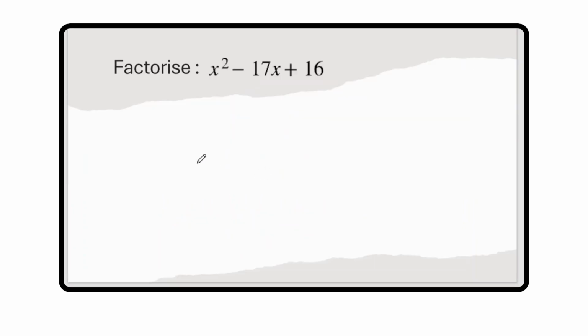x square minus 17x plus 16. So the coefficient of x square is 1. Multiply it by 16, it will be 16. So 1 into 16. So you can see that 16 and 1 will give us together 17. So I can write this minus 17x as minus x minus 16x.